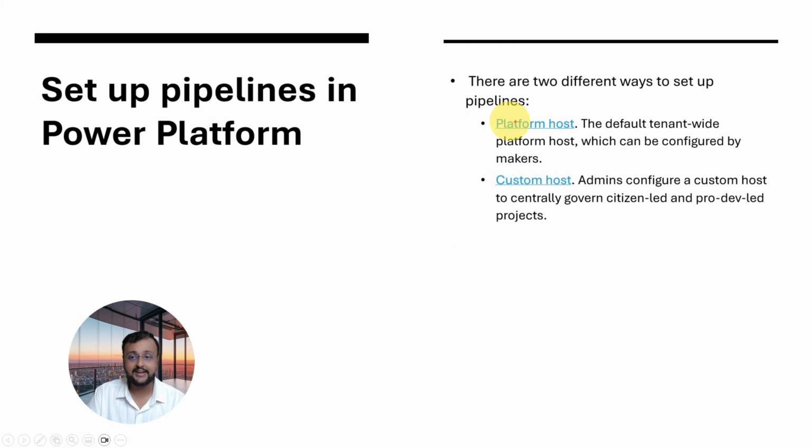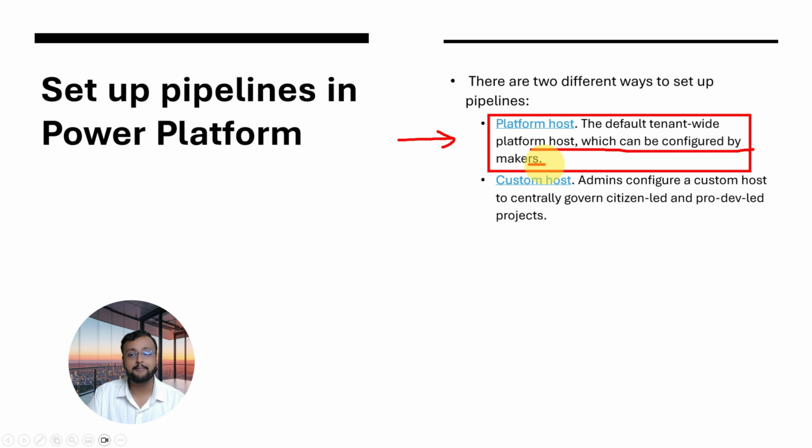this is called the default pipeline setup for the organization. Okay, and it is considered a platform host, which means a default tenant-wide platform host, which can be configured by the makers. So as a maker, you can configure it, right? You don't require so many skill sets in order to set it up. In today's class itself, we are going to set up our first platform host pipeline within a few minutes, which is really amazing, and it can move your solution smoothly from one environment to another environment, right?